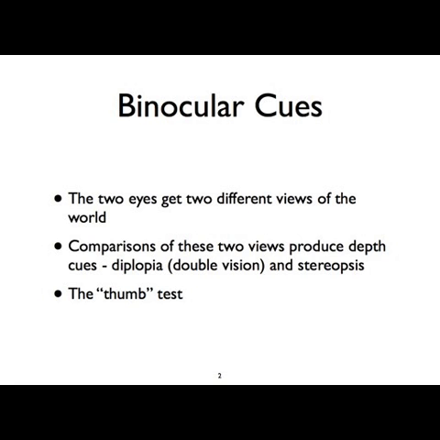So the first thing we use are called binocular cues, because they require two eyes. So your two eyes get slightly different views of the world. They're about 2.5 inches apart. So the comparisons of these two viewpoints produce depth perception, or what's known as diplopia, or double vision and stereopsis. So you can do the thumb test that we talked about earlier, or the figuring out which is your dominant eye. So if you hold up your hands like this on a point, and you close one eye, then the image shifts.